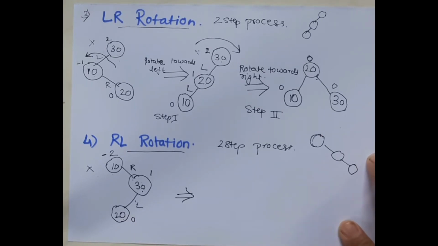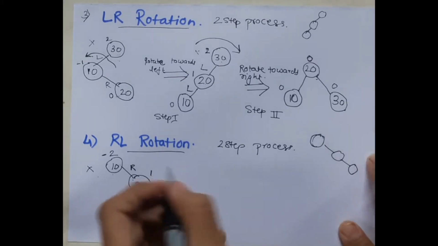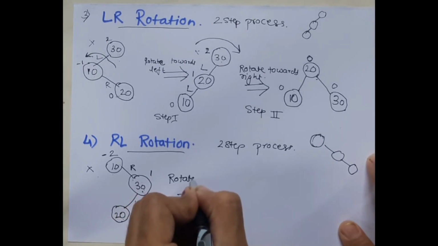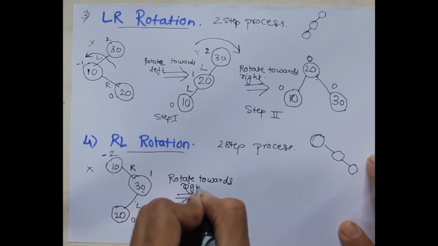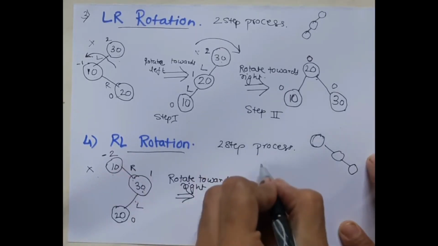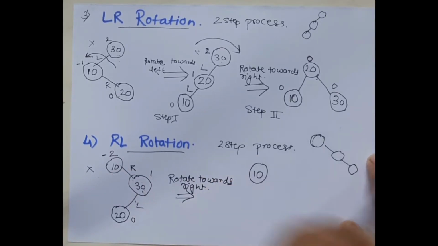So you can't do that because AVL tree is also a binary search tree. So if you attach 20 here, then it will not maintain the condition of binary search tree. Okay, so for that reason, the first step will be rotate towards right. We'll ignore this root. We'll keep it as it is. And now we'll rotate this towards right.